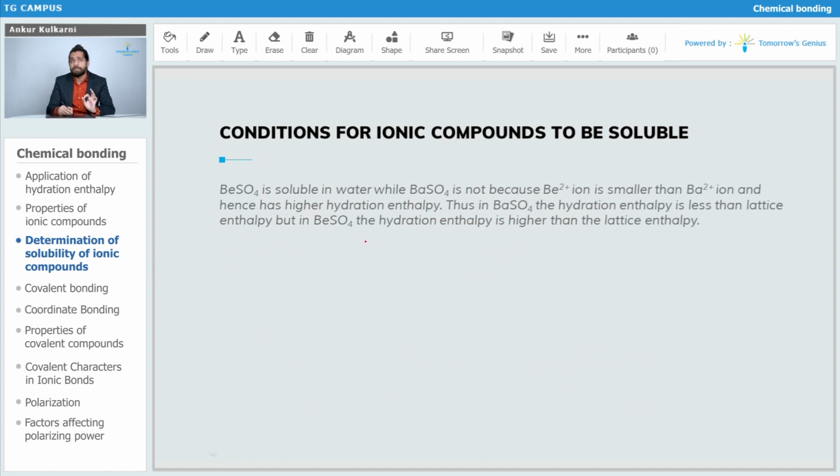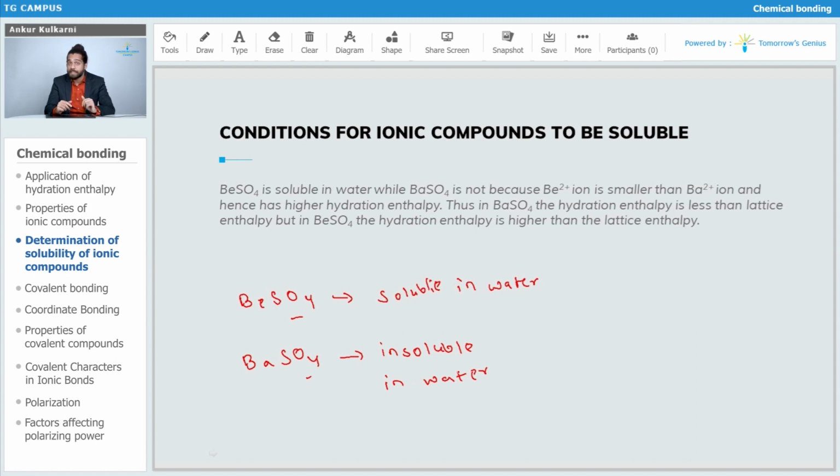So let's take the example of beryllium sulfate, that is BeSO4, and BaSO4. Let's compare both of them. The sulfate is common. If you look carefully, beryllium sulfate is soluble in water. Remember this: beryllium sulfate is soluble in water, while barium sulfate is insoluble in water. Now why so? Because here the two terms come again, hydration energy and lattice energy. Again, these two terms you have to compare.